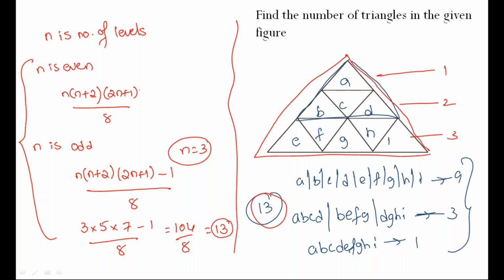n into n plus 1 into 2n plus 1 is the number of squares. But here you have n plus 2. For n even, you have to divide by 8. If n is odd, you should do minus 1, then you have to divide by 8.